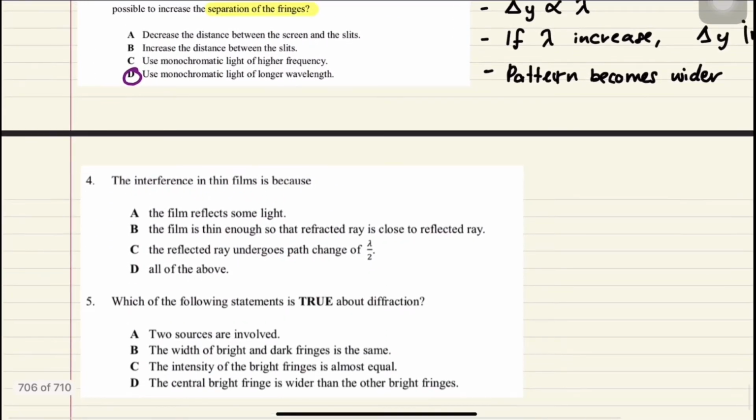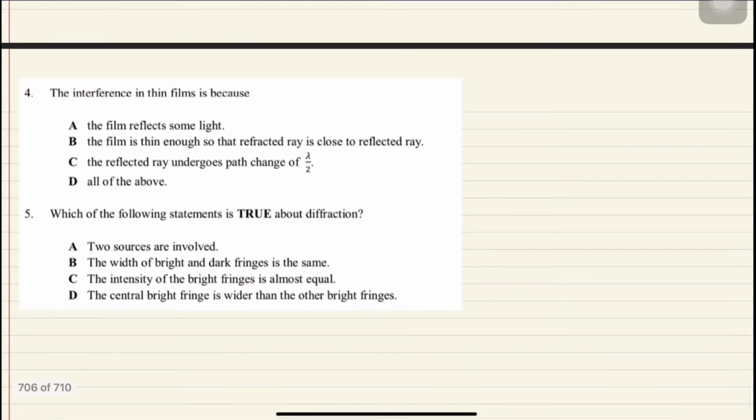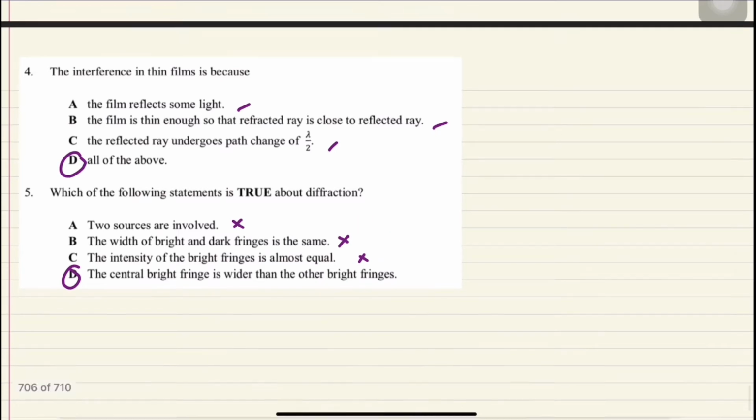So the answer here will be D, higher wavelength. Question number 4, the interference in thin film is because the film reflects some light, correct. The film is thin enough, correct. The reflected ray undergoes phase change, correct. So the answer is D. Which of the following statements is true about diffraction? Two sources are involved, incorrect. Width of bright and dark fringes is the same, incorrect. Intensity almost equal, incorrect as well. So the central bright fringe is wider than the other bright fringes. That one is correct. The first three are actually for the interference pattern.